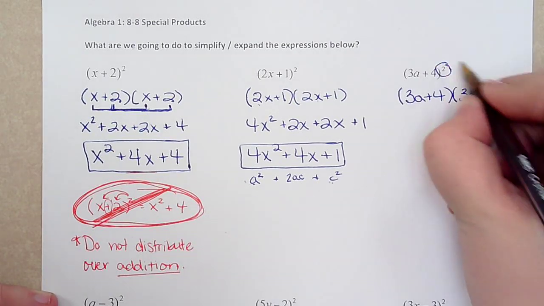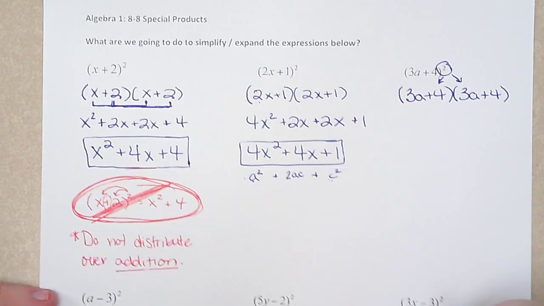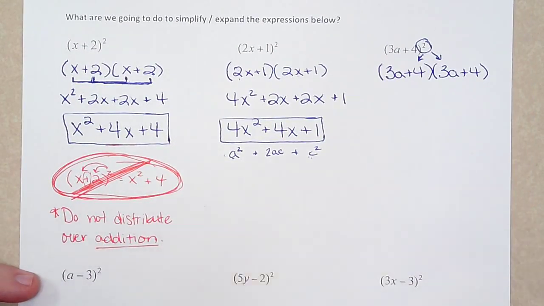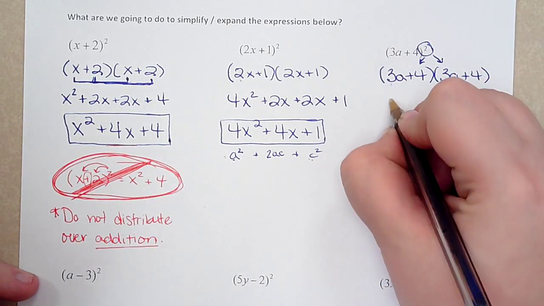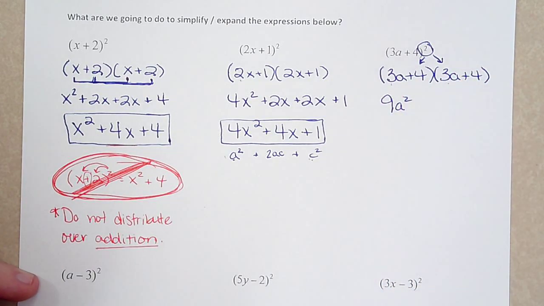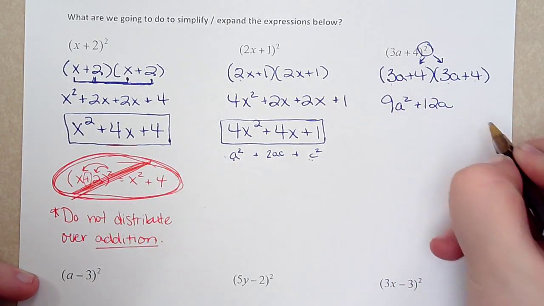That's what this square does, it puts it in this term and it puts it in that term. It does not let us distribute. No. All right, so 3a times 3a is going to be 9a squared. 3a times 4 is going to be plus 12a.